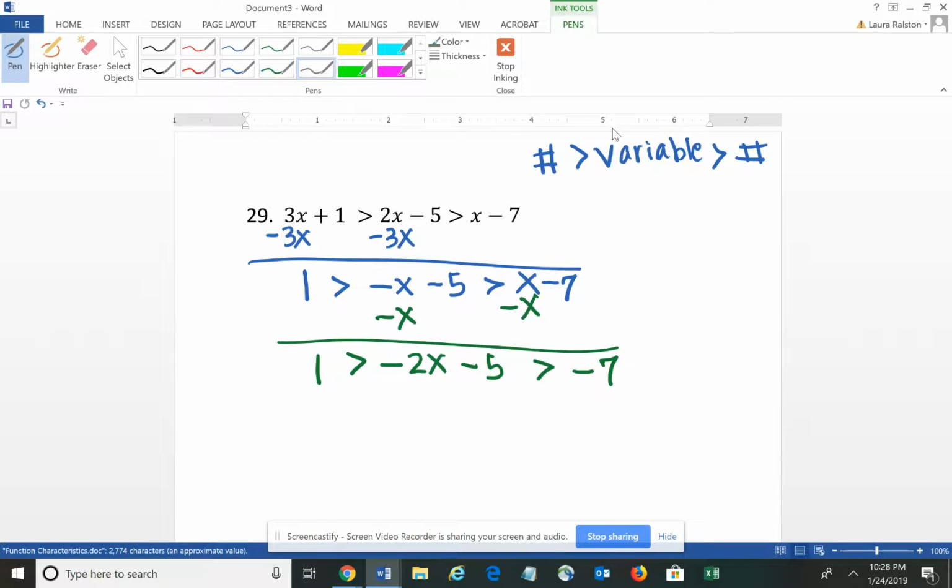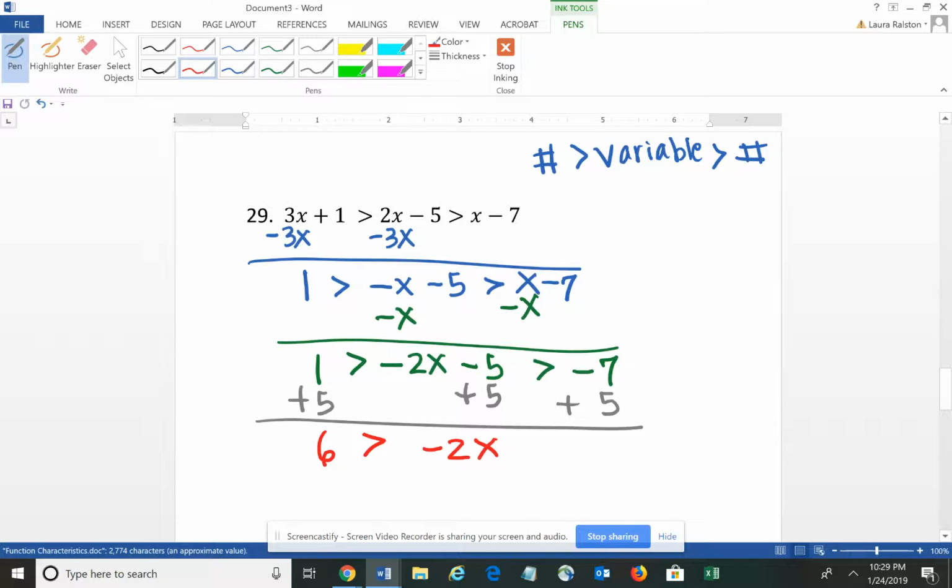Then I need to get the x isolated. So I need to add 5 to the beginning of the problem as well as the end of the problem. Because remember, what you do to one, you got to do to the other, or in this case, to all the pieces. So we're going to have 6 is greater than negative 2x, which is greater than negative 2.